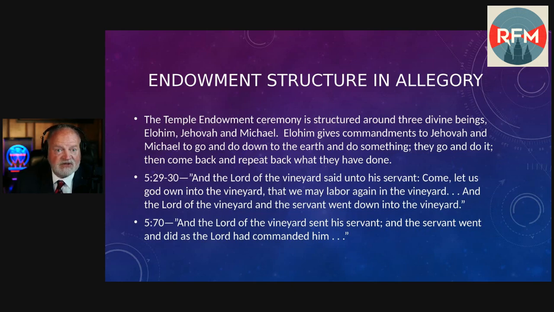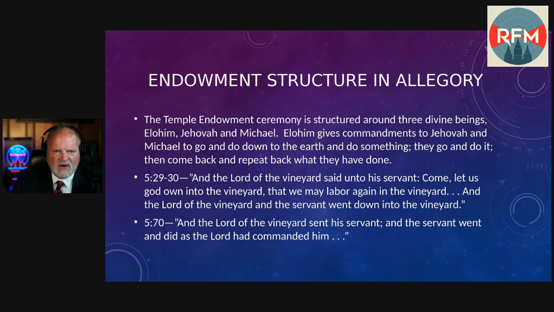Jacob chapter 5, verses 29 and 30 states, "And the Lord of the vineyard said unto his servant, Come, let us go down into the vineyard." It actually says, let us go down. And the vineyard is the world, allegorically speaking. "So let us go down into the vineyard that we may labor again in the vineyard." "And the Lord of the vineyard and the servant went down into the vineyard."